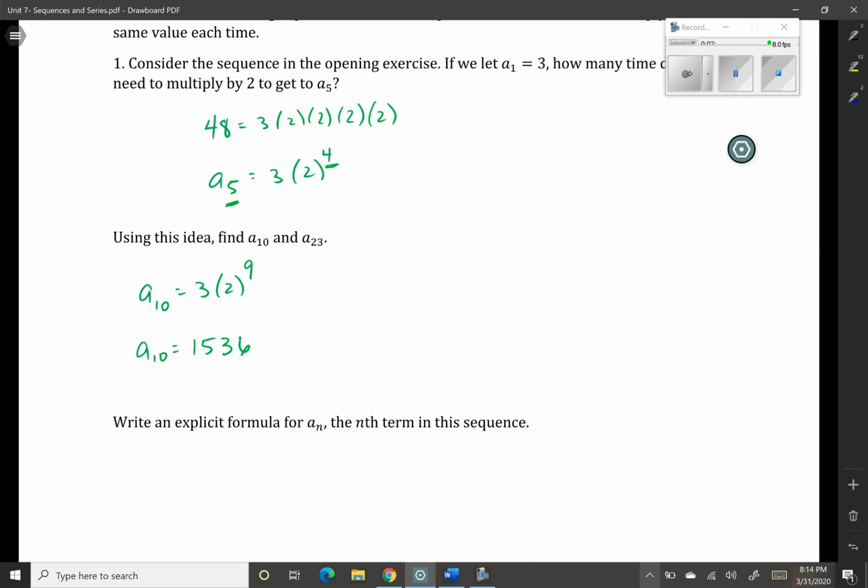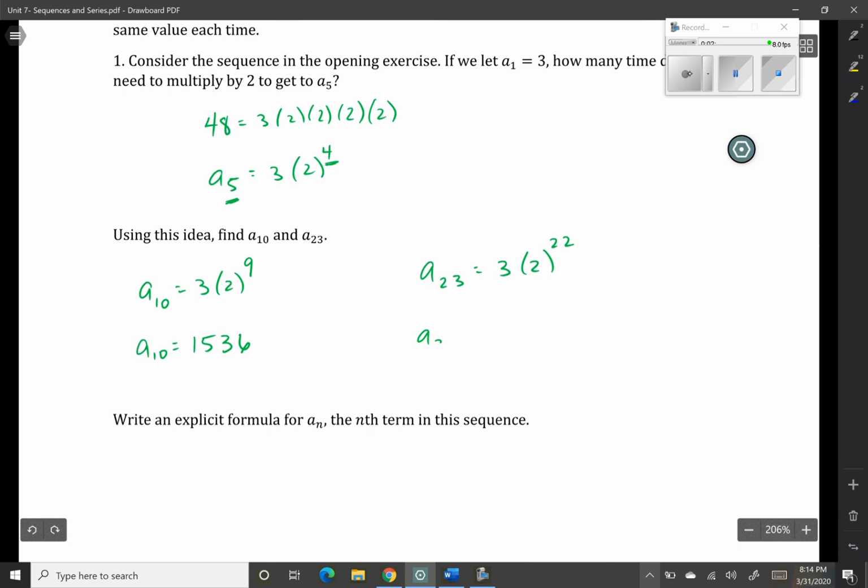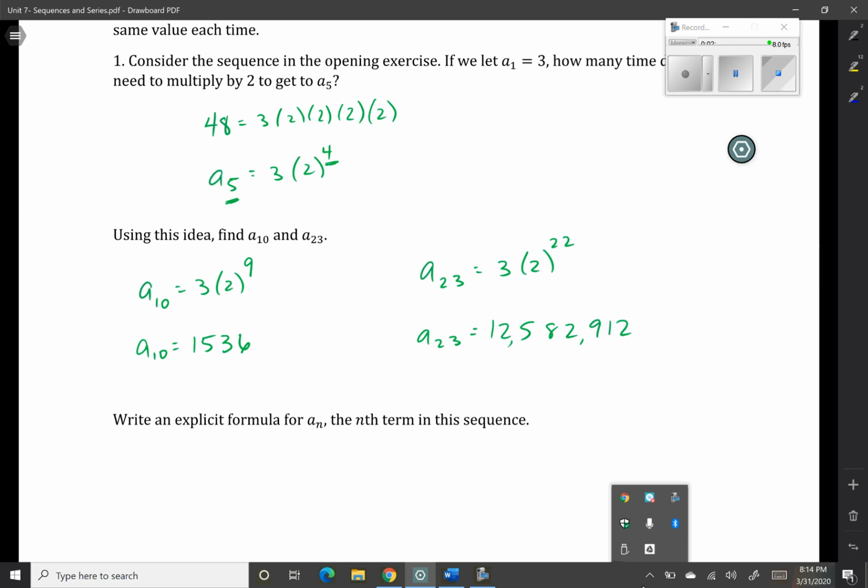The next term I'm asking you to find is the 23rd term. I wouldn't be able to have you find the 2020th term like we did yesterday. It'd be too big of a number. So if we found a sub 23, we can say 3 times 2, but to the exponent of 22. Now, if I type that into my calculator, I'm going to get a relatively large number. So we have 12,582,912. Big number, but we're just understanding the concept here.